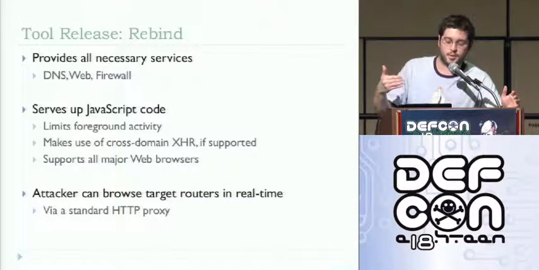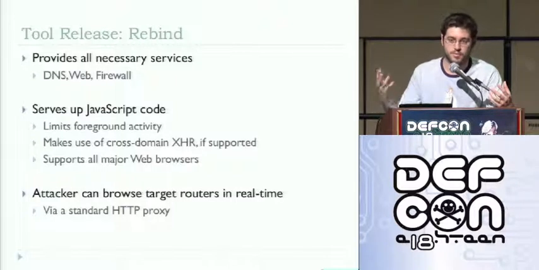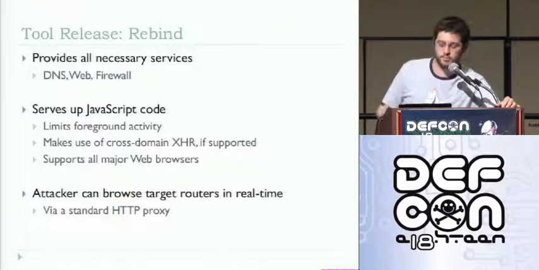Basically the HTTP proxy and the JavaScript code act together to forward requests from the attacker to the client. The client then sends it to the router, and then the router sends it back to the client, and the client sends it back to the proxy, and the proxy sends it back to the attacker.